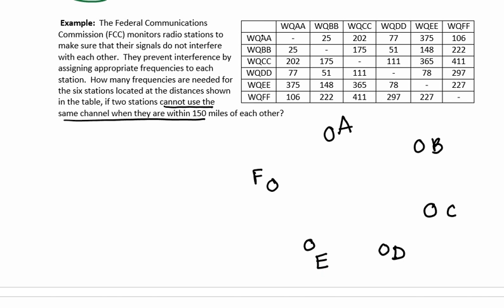All right, so I'm just going to go each row here. You can't use the same frequency if you are within 150 miles. So A, let's see, within 25, 77, and 106. A is too close to B, D, or F to be the same color. So A can't be the same as B, A can't be the same as D, and A can't be the same as F. Now, they should be okay if they're the same frequency as C because that's outside that 150 miles, or E because it's outside the 375.